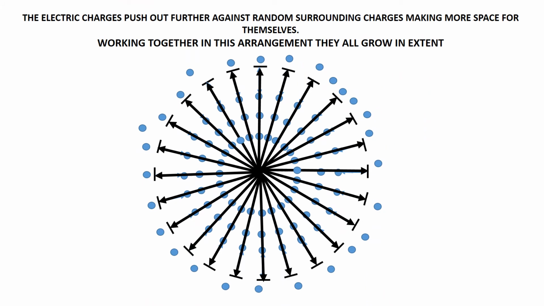The physical reason is simply that the electric charges within the atom push out further against random surrounding charges. So the inner charges, the atom's charges, make more space for themselves. By working together in this arrangement, all the reflexive quantum processes within the atom grow in extent. They get bigger.